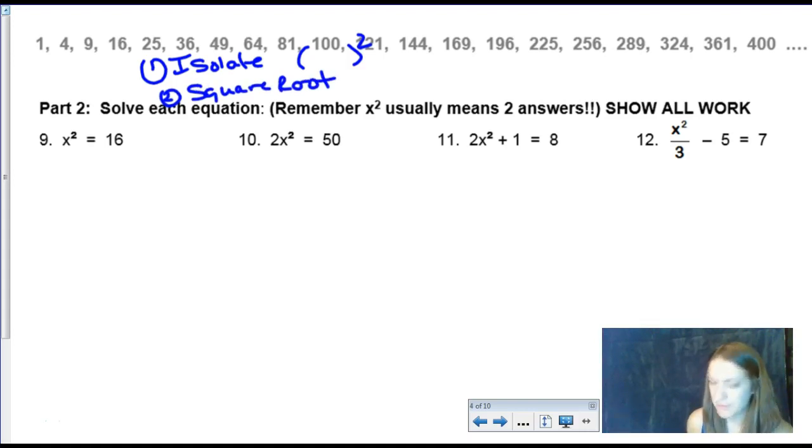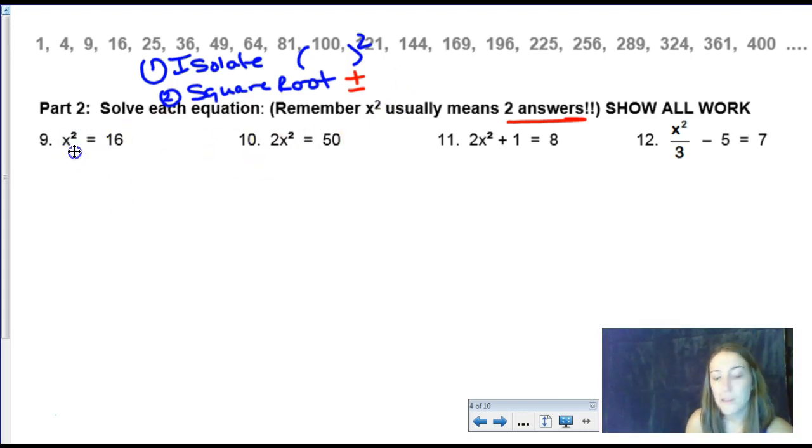And I'm going to write a big note to myself. It says right here, 2 answers. What they're referring to is we're going to have both positive and negative versions of the answer. It says the word usually because there's one exception. If it is 0, you can't have a positive and negative 0. So that's the case where you don't have to worry about plus or minus.